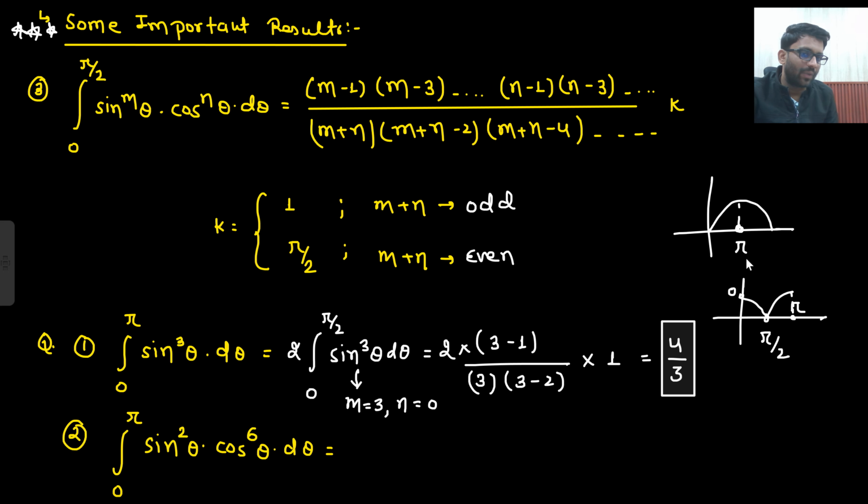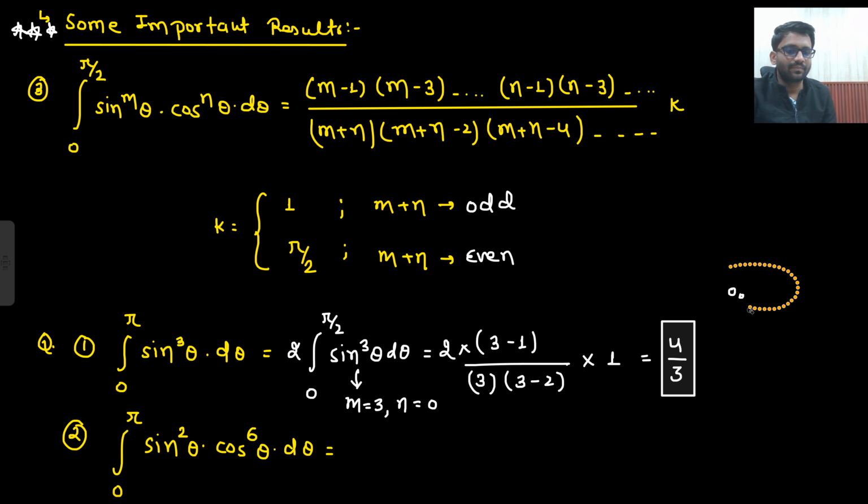Whatever you get from 0 to pi by 2, the same thing you will get from pi by 2 to pi as well. Like this area and this area will be the same. Similarly, this area and this area will be the same. Do you agree to this point? Certainly you agree to this point. So certainly you can break it down.